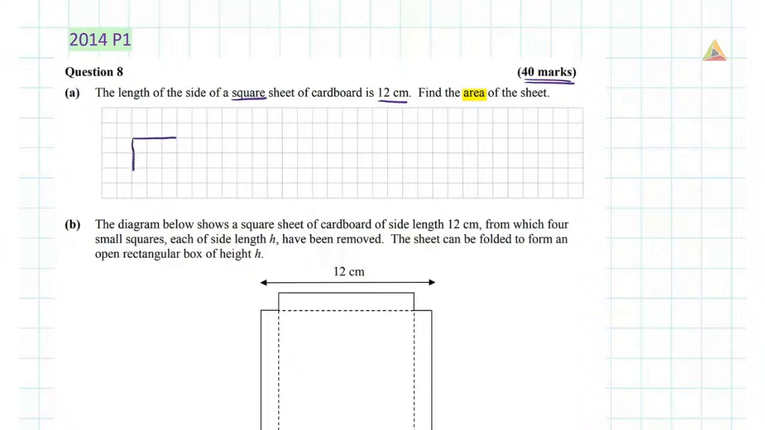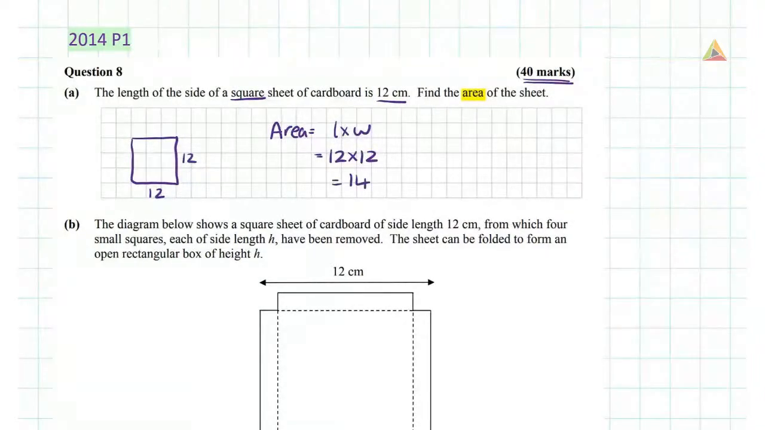So just to draw a quick diagram, we have a square sheet of cardboard of length 12, so its width is also 12 because it's a square, and we're looking for the area. So we know our area is just going to be length by width, which in this case is 12 by 12. So that's 144, and it's centimetres squared because our units are centimetres. So nice and easy to start off with.